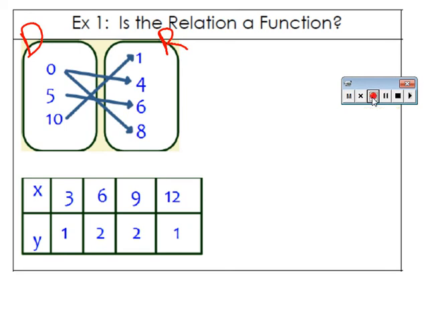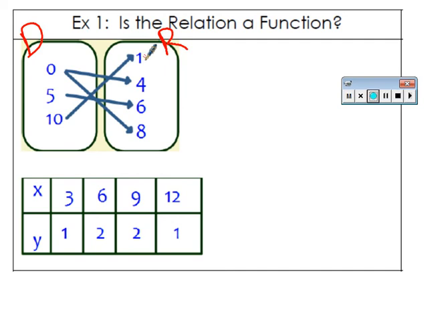Whenever our values are given in a Venn diagram, we have three values in the domain set. Domain is on the left and range is on the right. From domain to range, we have 0, 5, 10 paired up with 1, 4, 6, and 8. Our 0 value is being paired up with 4, and at the same time it's being paired up with 8. 5 is matching to 6, and 10 is going to 1.